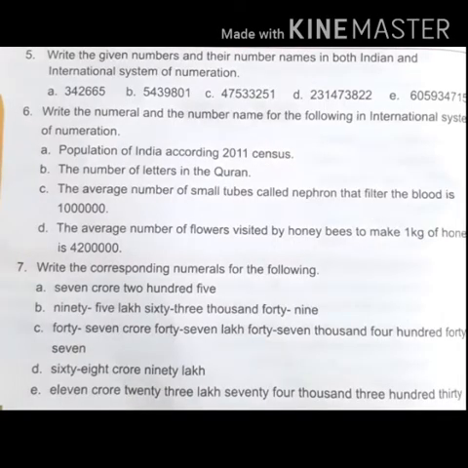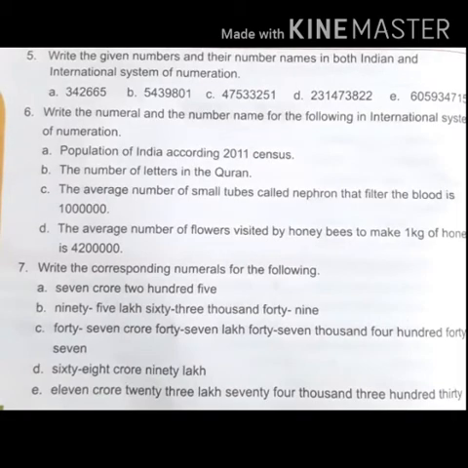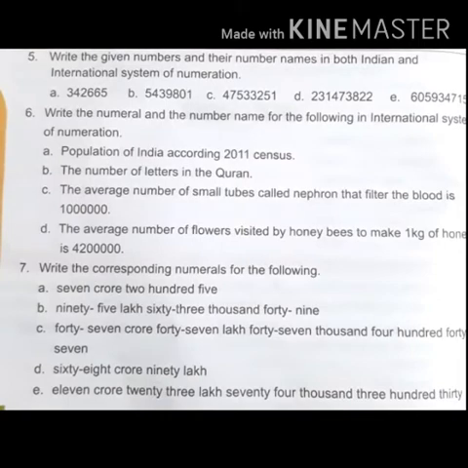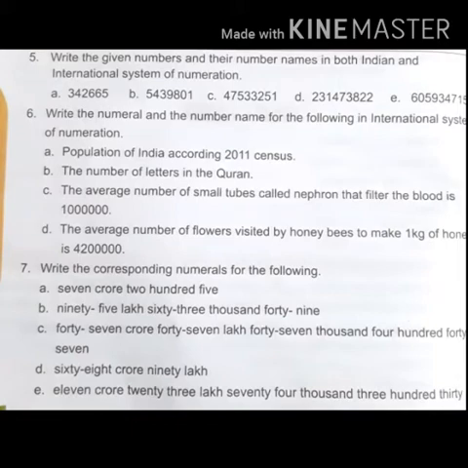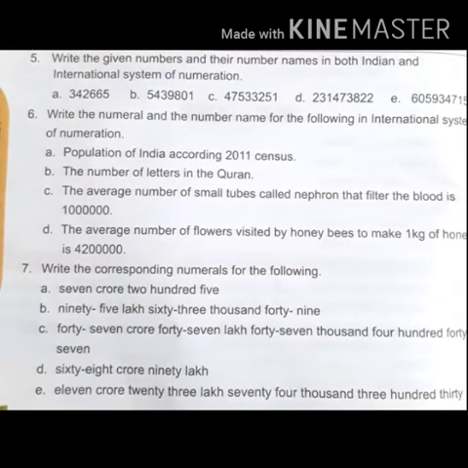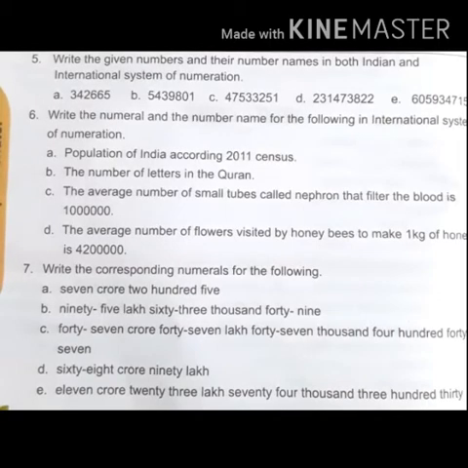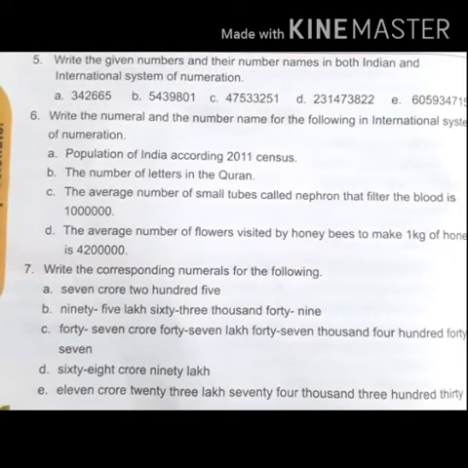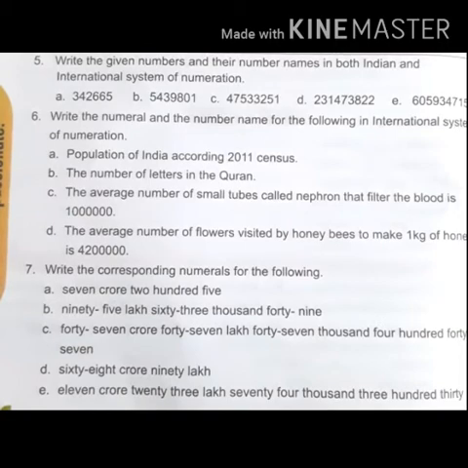Next, in page number 12, let's see the fifth question. Write the given numbers and their number names in both Indian and international system of numeration. This is clear to you, isn't it? First, you need to write the question. Under that, you have to write Indian system and mark its comma and then write its number name. Then international system. Under that, mark the commas and write its number name. It is that simple.